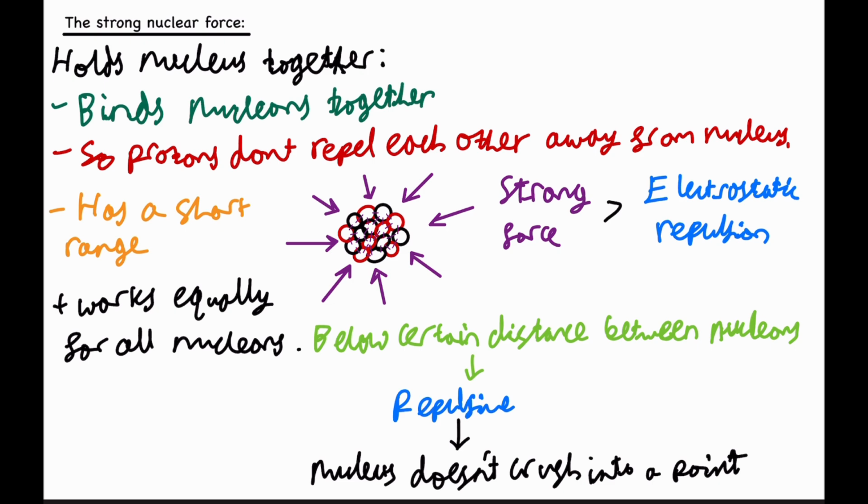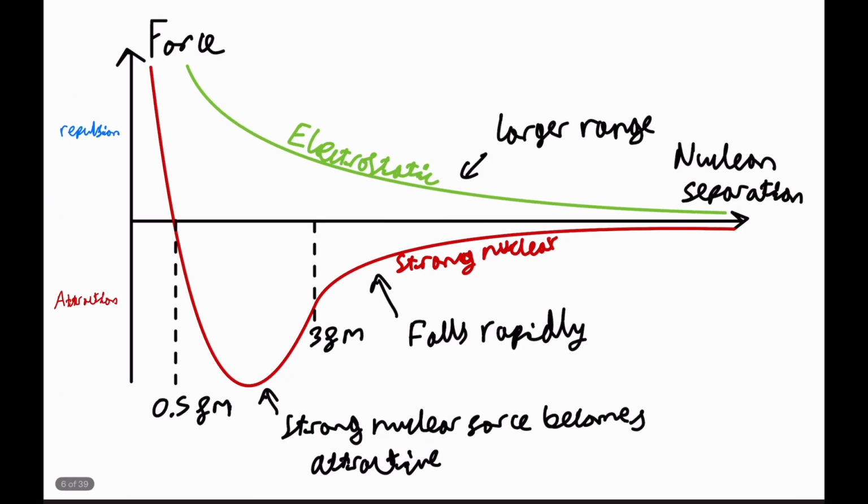So in this case, as you can see, it's attracting the nucleus together, so it stays intact. But if they become too close to each other, it starts to repel. It's so that the nucleus doesn't crush into a singular point. And here's the graph of the strong nuclear force versus the electrostatic force over the nucleon separation. So as you can see, say the positive is repulsion and negative is attraction in the graph.